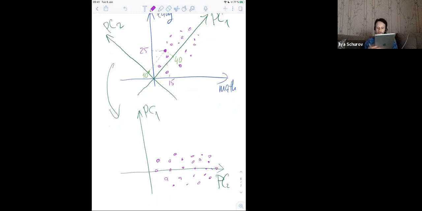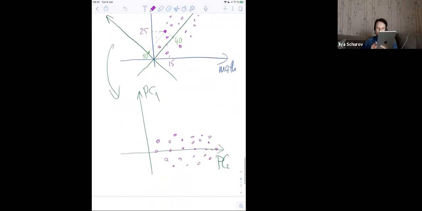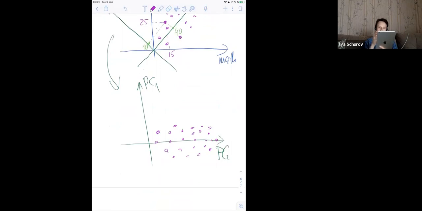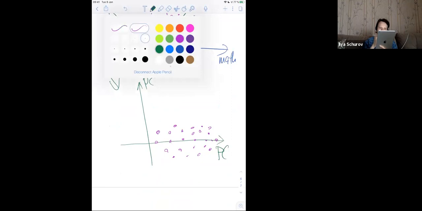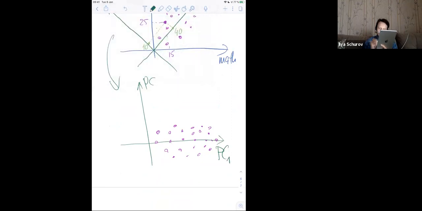Something like this. This is not PC2. There are different axes: this is PC1 and this is PC2. And this is important. So I have my new coordinates, PC1 and PC2. These coordinates are essentially different.